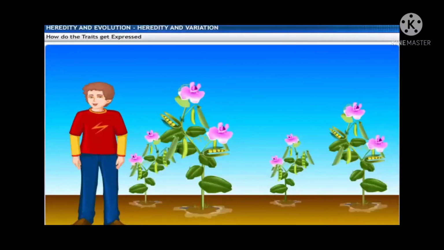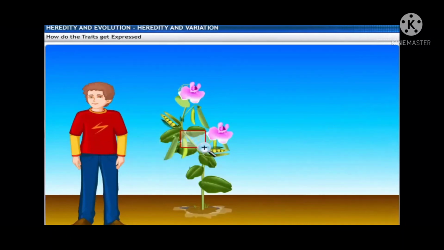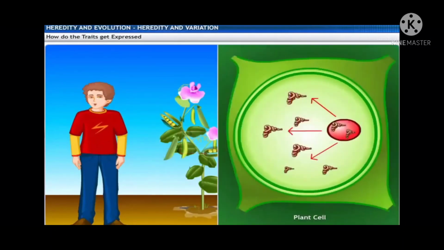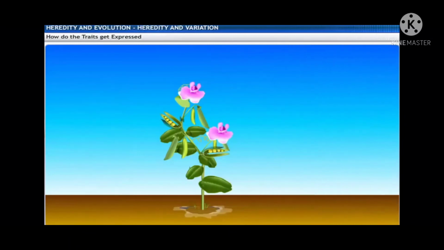How do the traits get expressed? If cellular DNA is the information source for making proteins in the cell, how do proteins control the characteristics? Well, consider a plant with tallness as a characteristic.